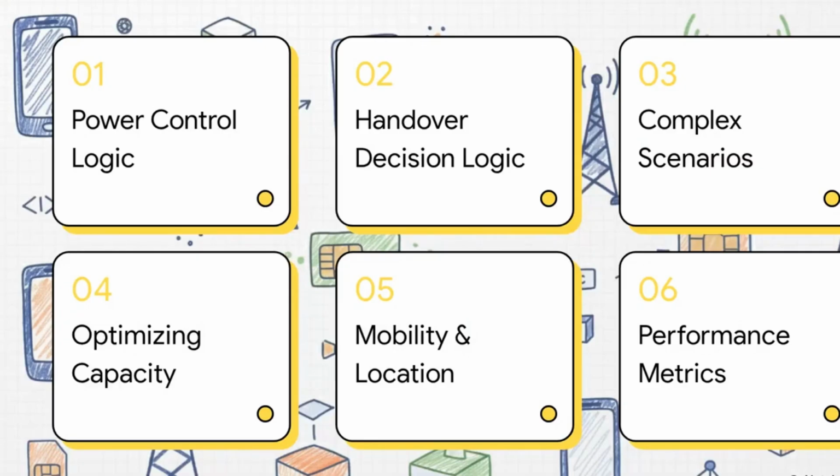So here is the agenda for our toolkit today. 1. Mastering power control logic. 2. Handover decision logic. 3. Complex handover scenarios. 4. Optimizing channel capacity. 5. Mobility and location updates. And 6. Key performance indicators.